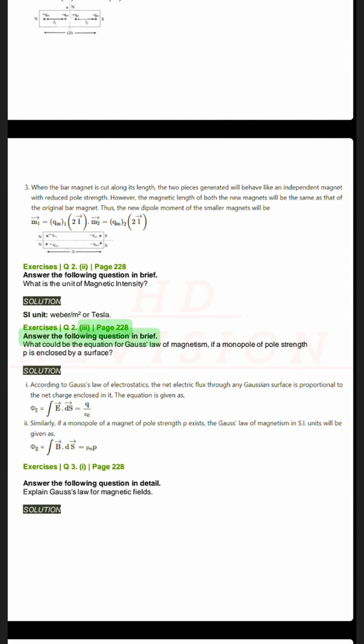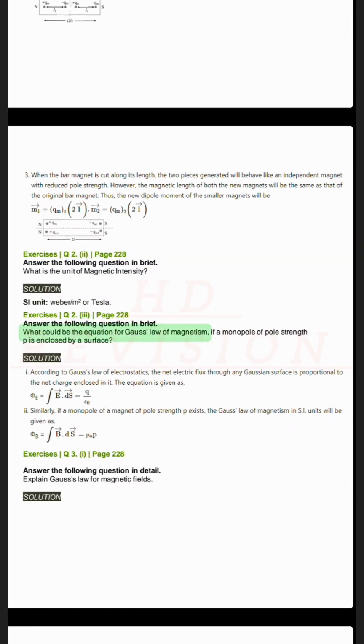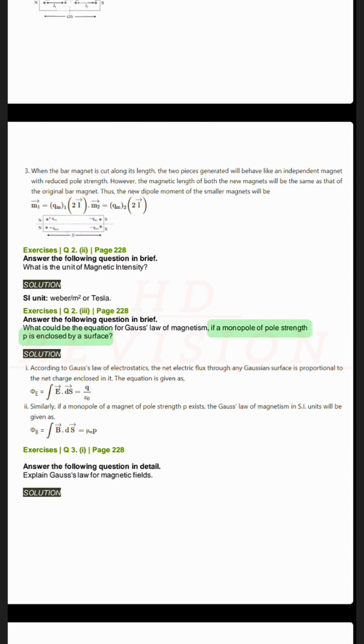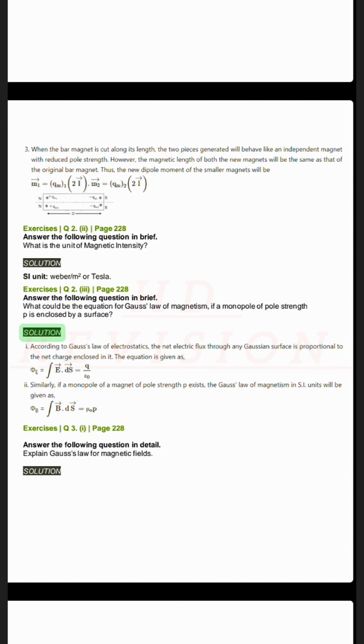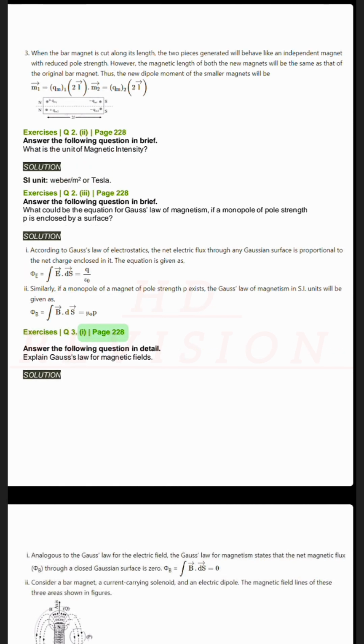Exercises, Q2, E, page 228. Answer the following question in brief. What could be the equation for Gauss' law of magnetism if a monopole of pole strength P is enclosed by a surface? Solution.